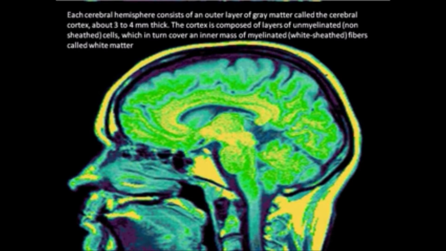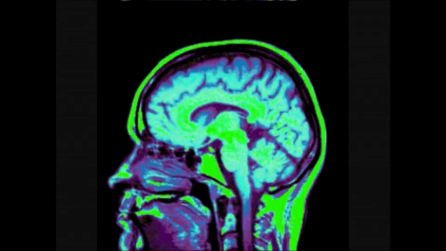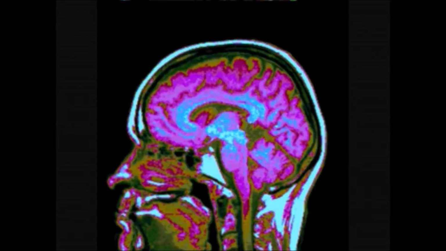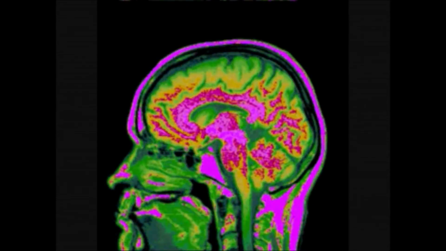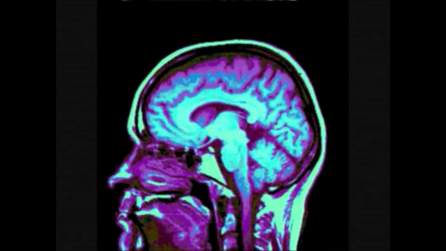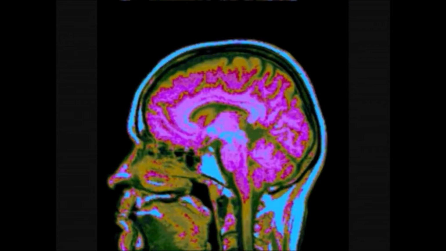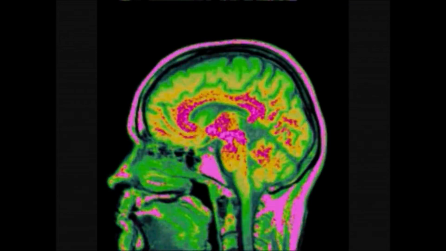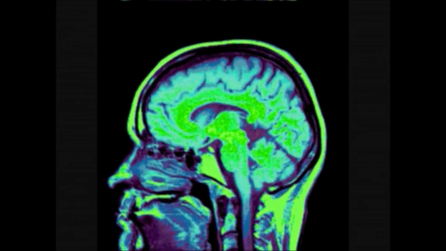Each cerebellar hemisphere consists of an outer layer of grey matter called the cerebellar cortex, about 3 to 4 mm thick. The cortex is composed of layers of cells, which in turn cover an inner mass of the brain which is called white matter.